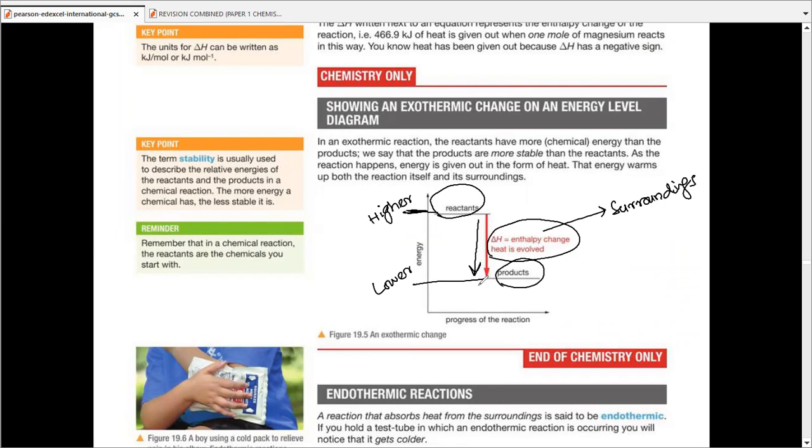All right. What is this trying to tell us? This is trying to tell us that reactants have more chemical energy. Products have less chemical energy. Remember, the ones that have less chemical energy are more stable since they're forming after chemical reaction. This is also telling us that there is a downward arrow. The energy is given out in the form of heat. And that energy is going to warm up both the reaction itself and its surroundings.